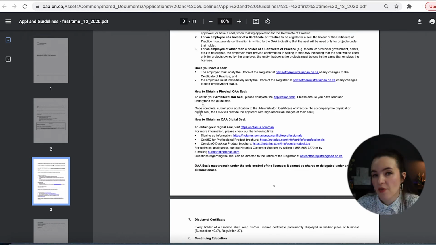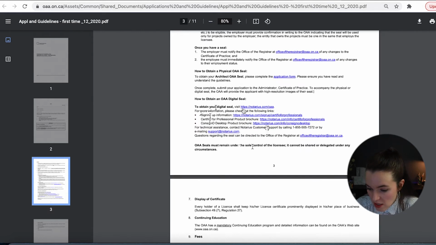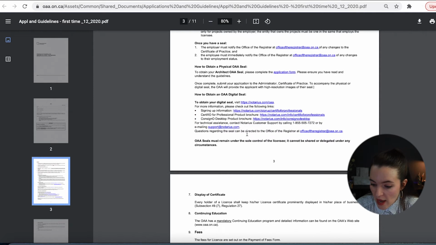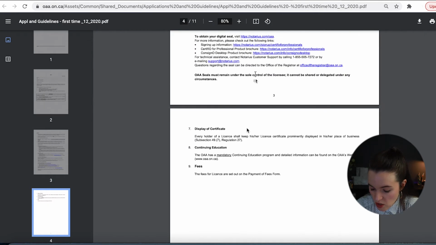And of course, if you are starting your own practice, then you need a certificate of practice, and that is a separate application. The certificate of practice, that's for Ontario. Each province is different, so please keep that in mind. So here you have the digital seal as well. So that is a separate application as well. And they provide instructions to obtain the digital seal.